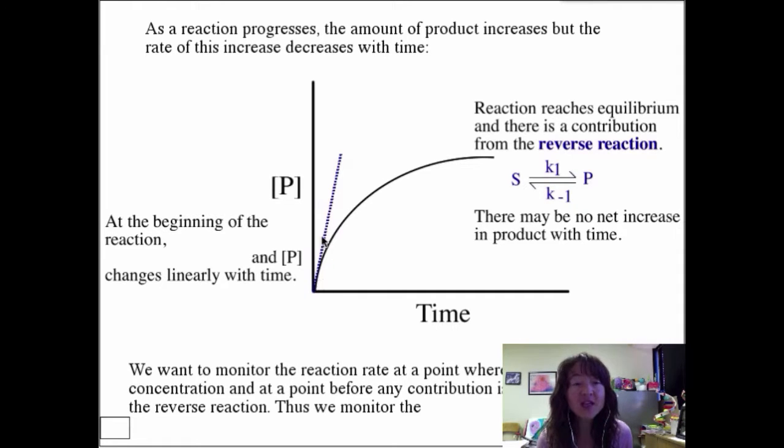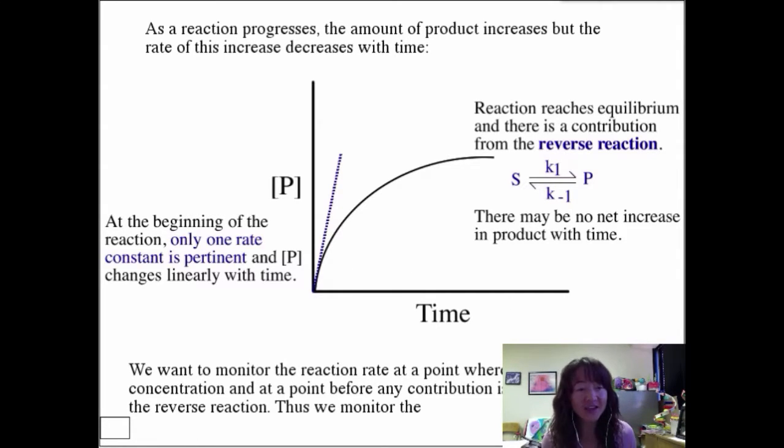So we've made a dotted line on this graph showing that at the very beginning of the reaction, the only pertinent equation is substrate converted to product. There is no noteworthy contribution from the reverse reaction at the initial time point. So at this initial time point, we can extrapolate and we can have a linear function that describes initial velocity at the very nascency of the reaction.